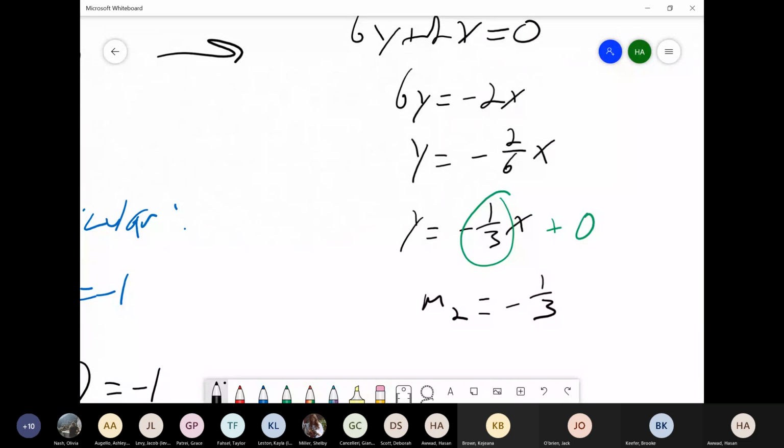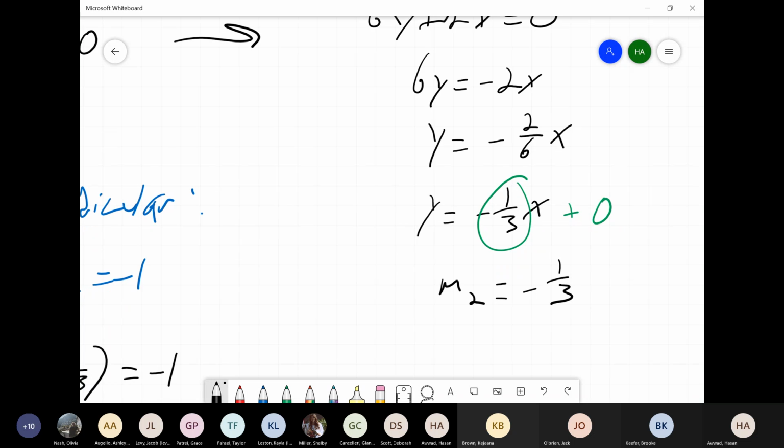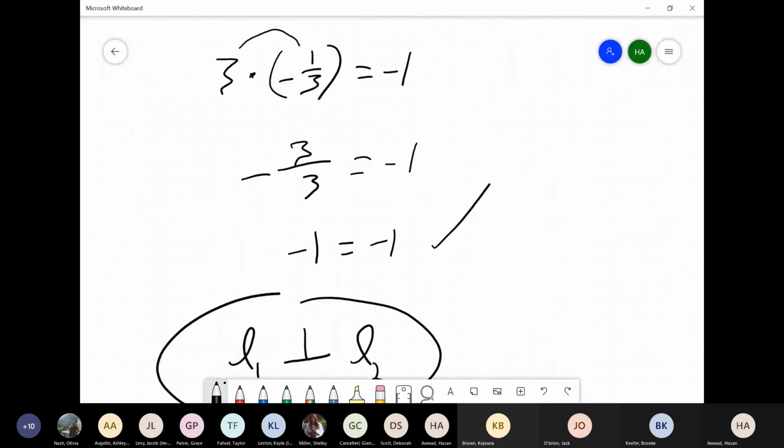It was in the general form. We had to get it from general into slope-intercept. So we had to move it from general to solve for y. And once we solved for y, we saw that the coefficient of x was our slope, and m2 was negative a third. So when we multiplied them together, we got negative 1, and that shows that it's perpendicular. Any questions?